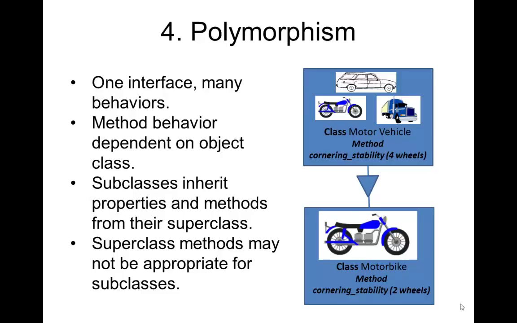So that's polymorphism. So whenever you get an instance of a vehicle and it's going around a corner, you can fire the method cornering stability, and that will either run the two-wheel algorithm or the four-wheel algorithm depending on what class it is. One interface, one method, cornering stability, many behaviours depending on what class your object is.